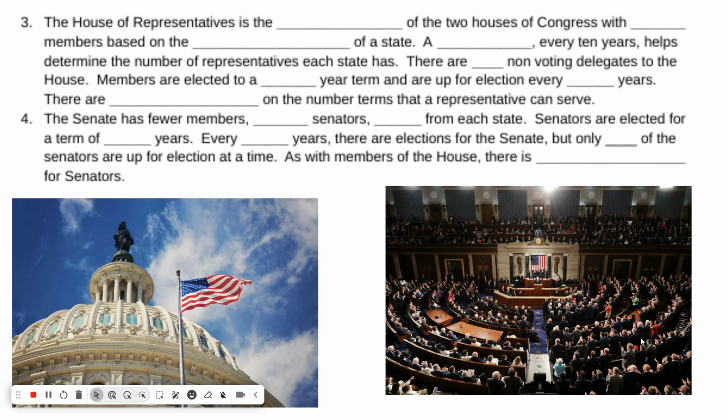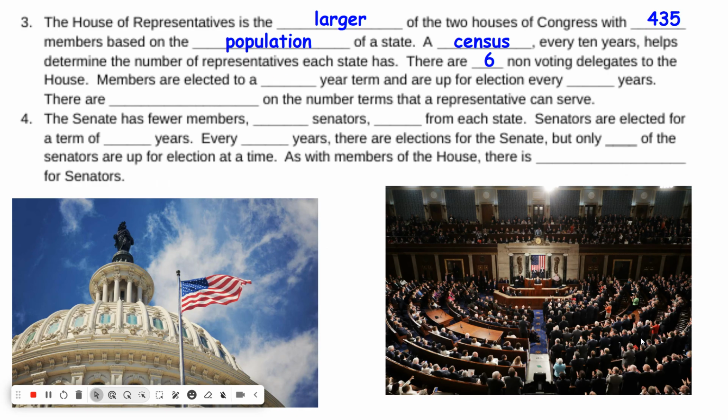So the House of Representatives is the larger of the two houses of Congress, with 435 members based on population of each state. Every 10 years, to determine the population, we do a census, and that will determine how many representatives each state will get. The minimum amount you can have is 1. There are also 6 non-voting delegates to the House.